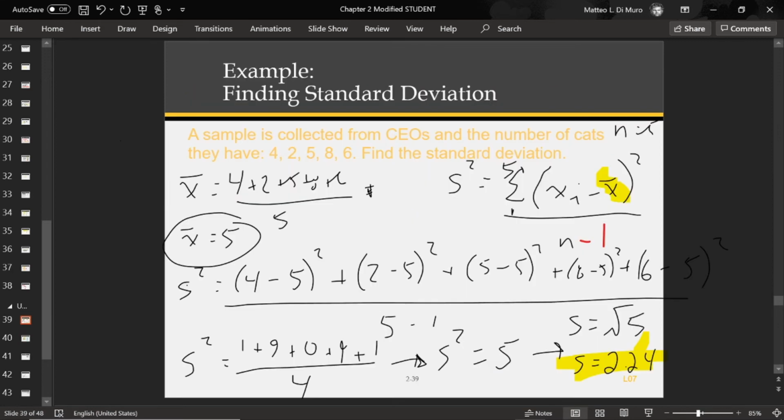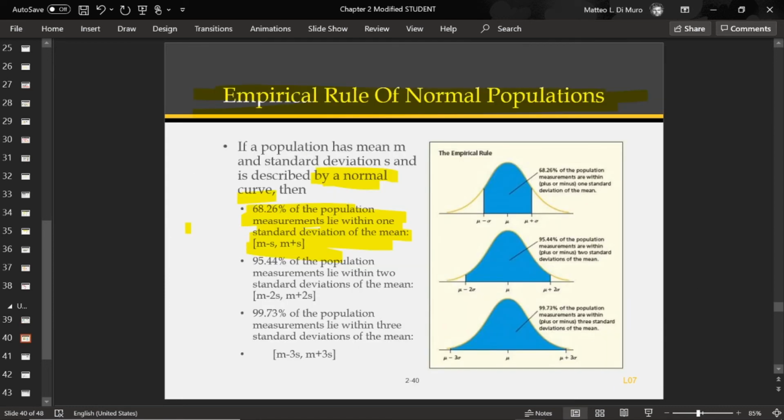So we calculated the standard deviation of this. What does this mean? It means 2.24 cats is the standard deviation. So the average is 5. So your average CEO in our sample has 5 cats. But the average difference between all the data points was 2.24 cats. So that means that you can expect maybe a CEO to have anywhere between 5 minus 2 and 5 plus 2 cats, roughly. If it's a normal distribution, you would expect to capture 68% of CEOs would have between 3 and 7 cats, just to use our example.